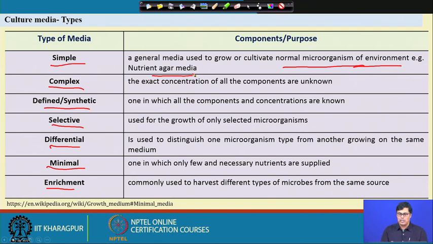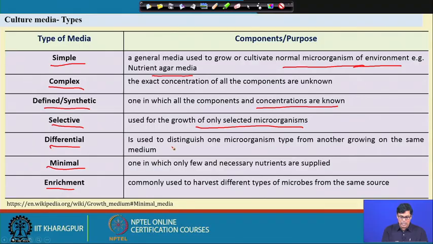Now, complex media is where the composition of the media is unknown, and synthetic media means where the composition and concentration are known. You know the exact composition of the media, that is called synthetic. Selective media allows the growth of only selective microorganisms, because some organisms require selective nutrients for growth and metabolism. So in the presence of some specific chemicals it can grow, that is the selective media.